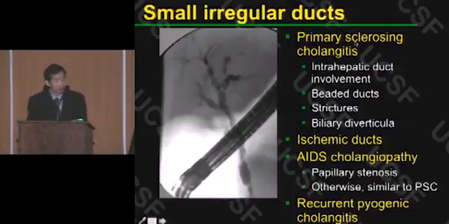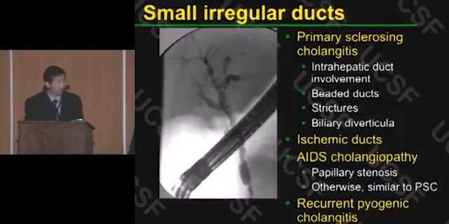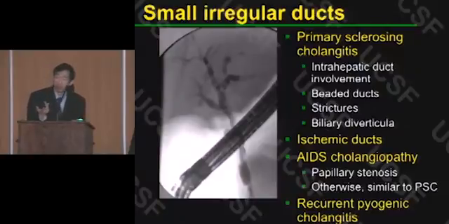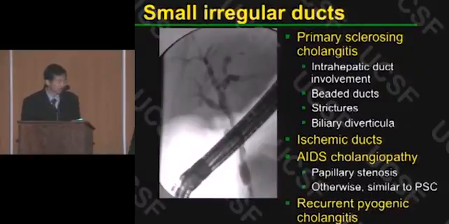Primary sclerosing cholangitis is probably the most common cause of this appearance. It usually involves the intrahepatic ducts as well as the extrahepatic ducts. And words that we use to describe it are beaded appearance with alternating strictures and areas of dilatation. They may or may not have biliary diverticula, and we'd be concerned about development of a cholangiocarcinoma.